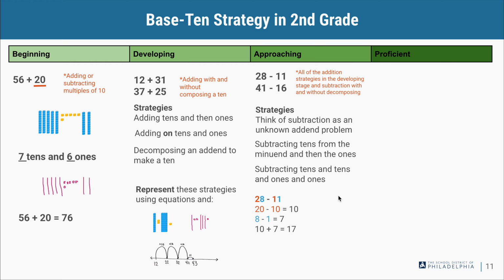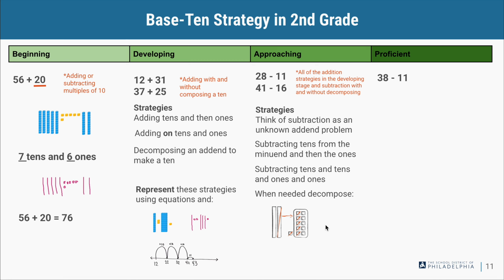Or subtracting 10s and 10s and 1s and 1s. This would mirror a lot of the base 10 block strategies. 28 minus 11, I could do 20 minus 10, 8 minus 1, and then I have 10 and 7 making 17. Note that some of these strategies work better for problems that involve decomposing, and some work better for problems that don't require decomposing. When needed, we want students to be able to decompose. For example, in this representation, crossing out a tens rod to make a group of 10 ones to then be able to subtract from.